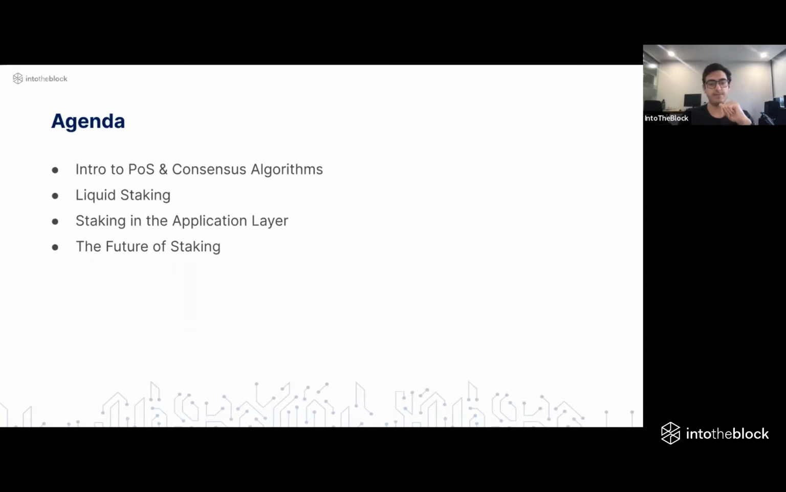Okay, now let's dive into the agenda. First, I'll make sure everyone's up to speed in terms of what is proof of stake and staking in general, as well as some of the other consensus algorithms. Then we'll dive into liquid staking, which is a form of derivative that's been developed for staking to be more accessible. I'll share the details in a few minutes. And then we'll dive into staking in the application layer for the decentralized applications built on top of these ecosystems. And finally, the road ahead for staking in general.